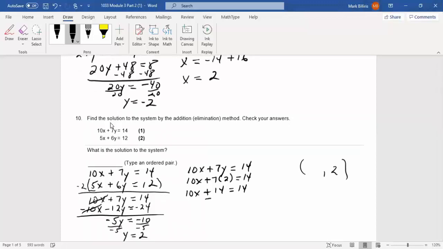I'm solving for x, so I need to isolate, so I'm going to subtract 14 from both sides. So 10x would equal 0. And of course, when I divide by 10, 0 over anything is 0. So my x value would be 0. And again, you can check your answer by plugging 0 in for x and 2 in for y into both equations to make sure that your answer is correct.